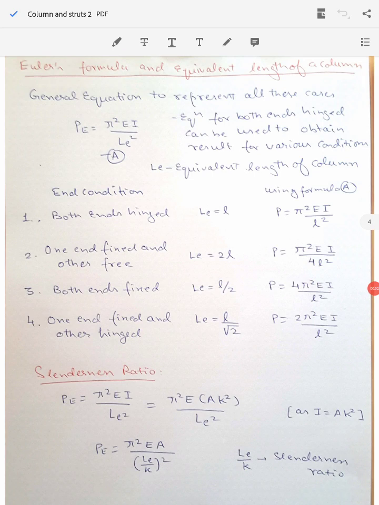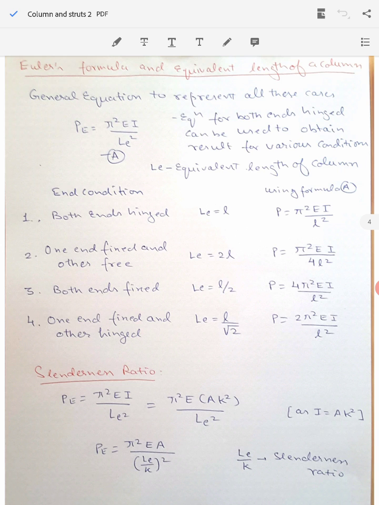So, in our last class, we discussed the other two end conditions of the column. In all, we have discussed so far the four end conditions: hinged or pin-pinned condition, fixed-free condition, fixed condition, and fixed-hinged condition. In all these four conditions, we derived the relation for the critical load or the crippling load, and we find that the values are quite different from each other.